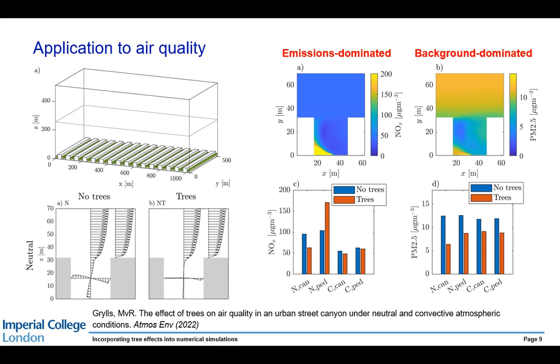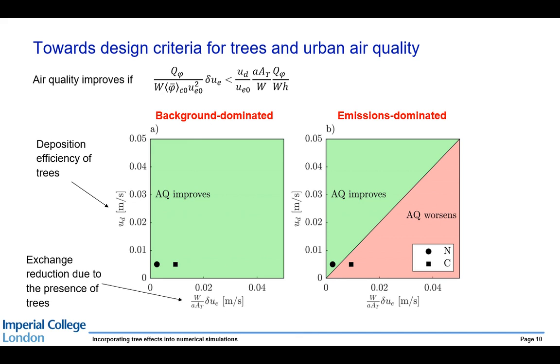However, in the background-dominated regime, you don't see this. So trees always have a positive effect on air quality. They always improve air quality.